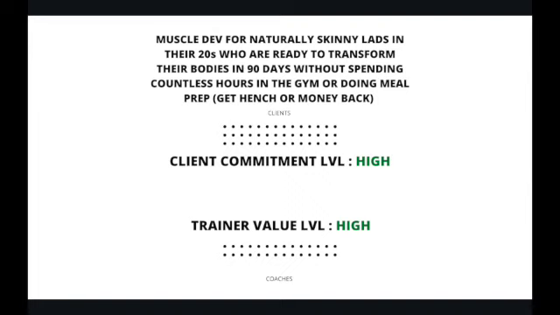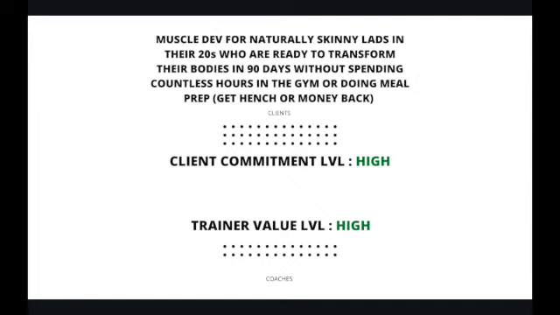Like if you know that you get a general result over 90 days, like they increase their muscle mass by X% or something like that, then you can play that into your offer, especially when you're on the phone with people. So yeah, the next bit is targeting another pain point, which is without spending countless hours in the gym or doing meal prep.